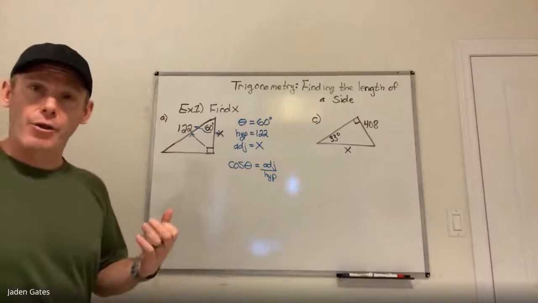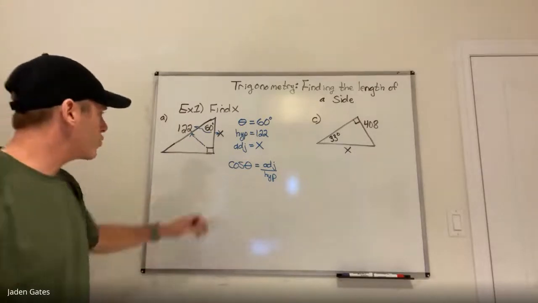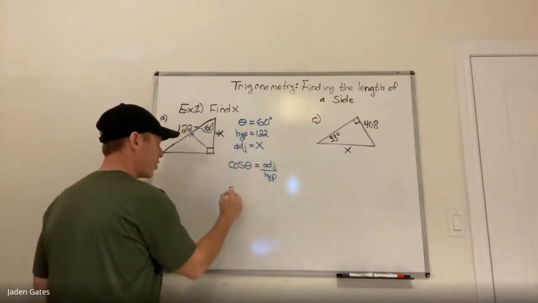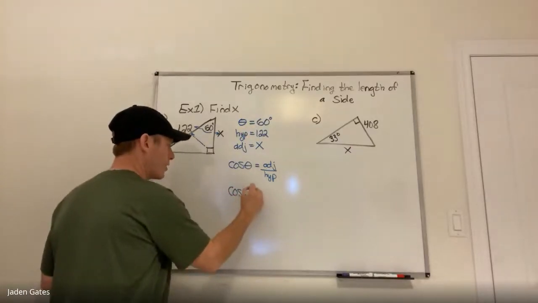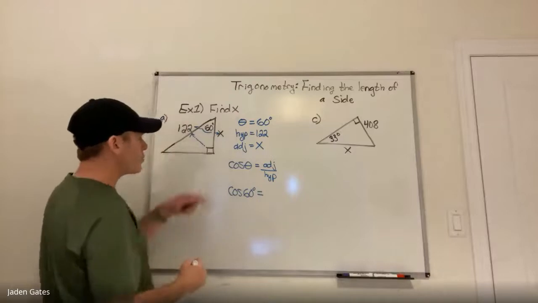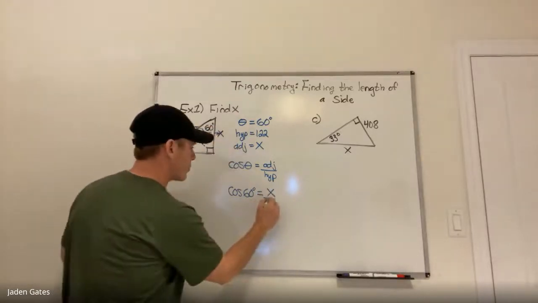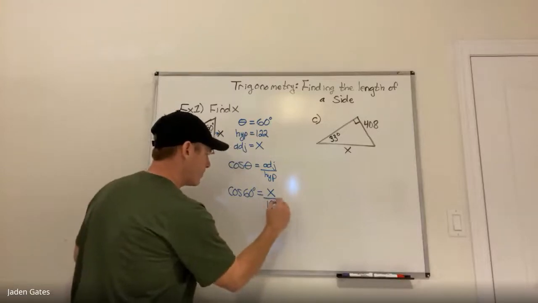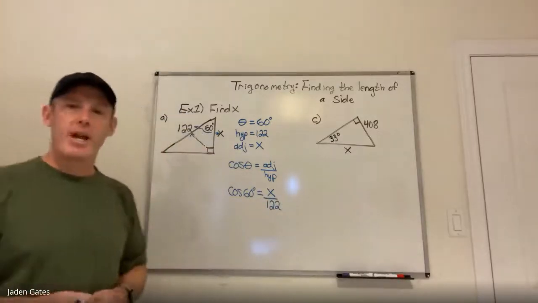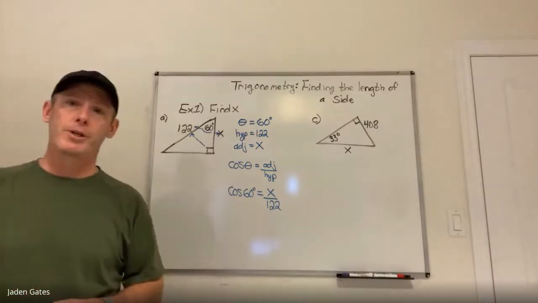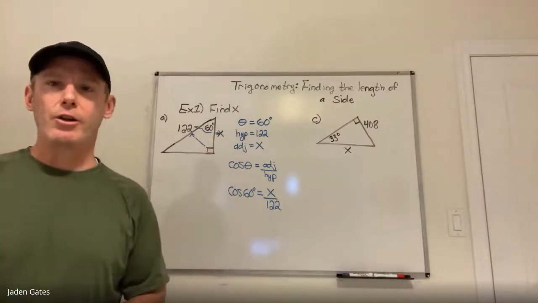Now the third step, substitute your information in. All right, so I know theta, so I'm going to have cos 60 degrees is equal to the adjacent, that's x, and my hypotenuse, which is 122. All right. Now the next step is this cos 60 degrees. I can actually figure this out. So I'm going to type that into my calculator.